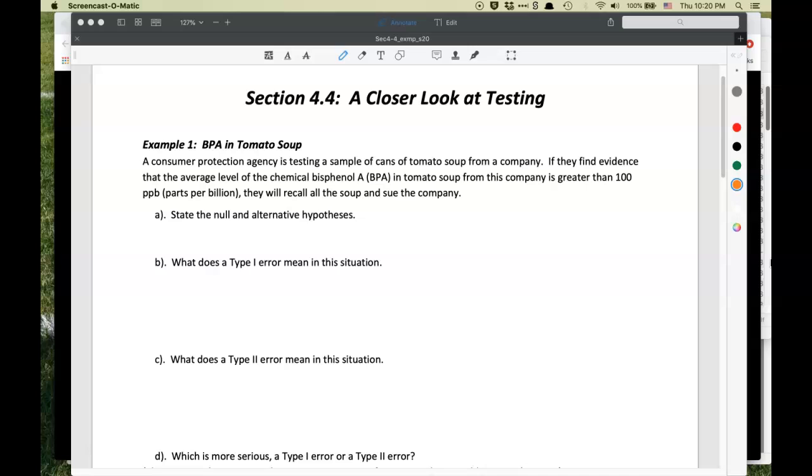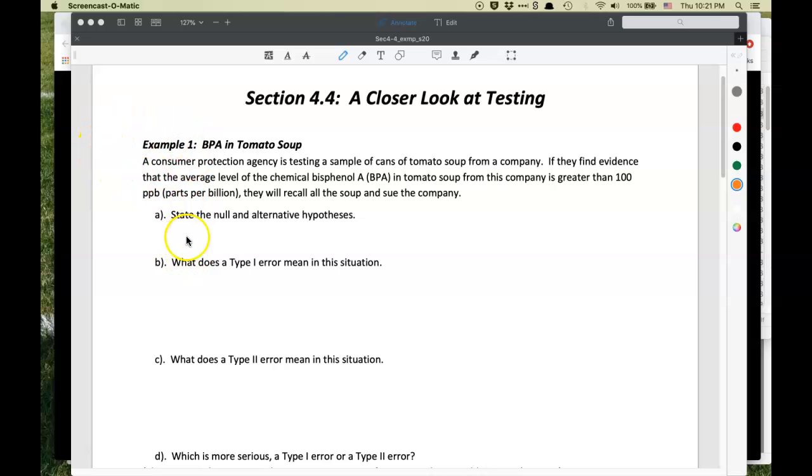But let's take a look at this question. BPA in tomato soup. A consumer protection agency is testing a sample of cans of tomato soup from a company. If they find evidence that the average level of the chemical bisphenol A, BPA, in tomato soup from this company is greater than 100 ppb, they will recall all the soup and sue the company. So let's first state the null and alternative hypotheses.